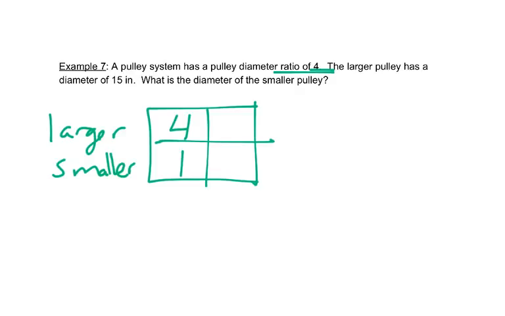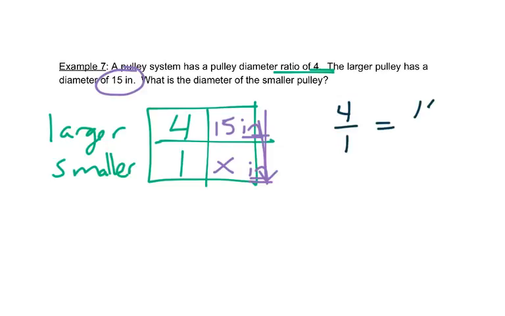And then it goes on to tell us the larger pulley has a diameter of 15 inches. And then it wants to know what's the diameter of the smaller pulley. So here's what we don't know. If the larger pulley is in inches, then the smaller pulley is in inches, because remember, ratios need to have the same units. So everything that's lined up and down should have the same units. So now we can write our proportion. 4 over 1 equals 15 over x.